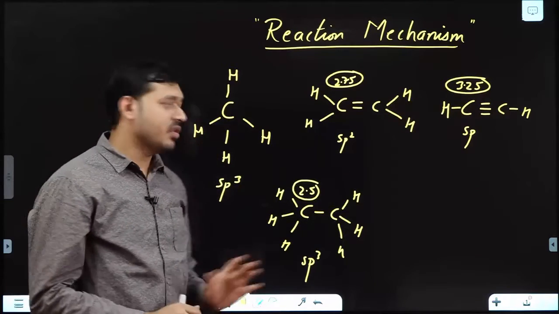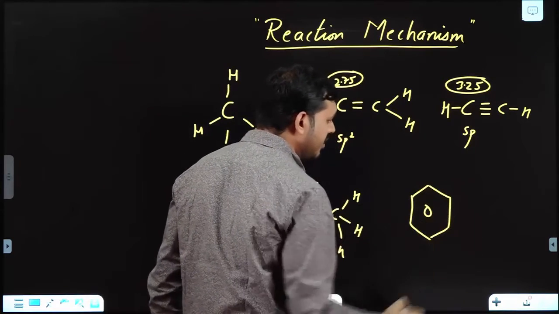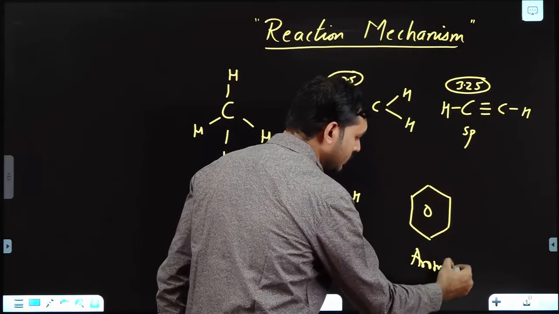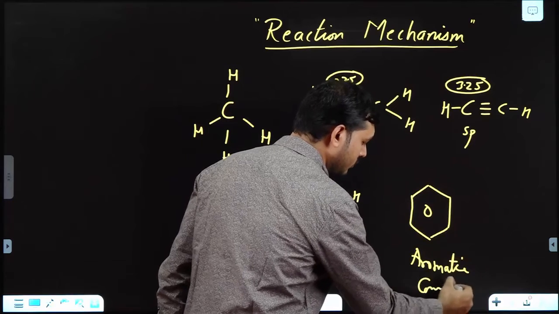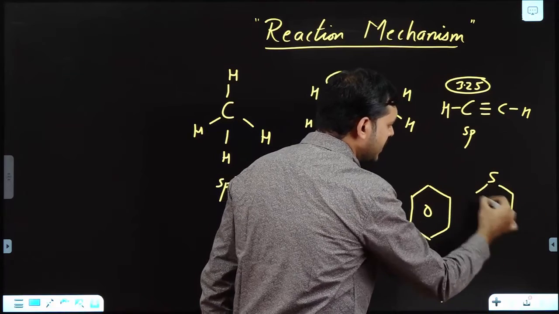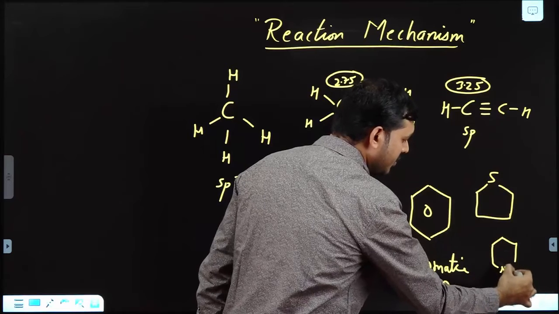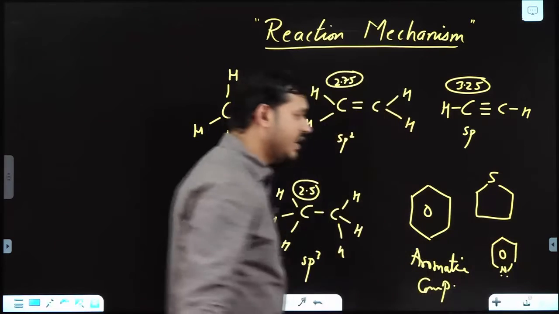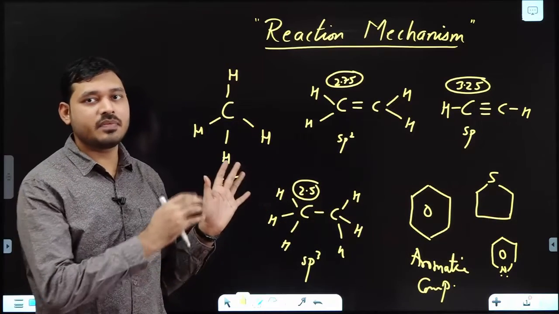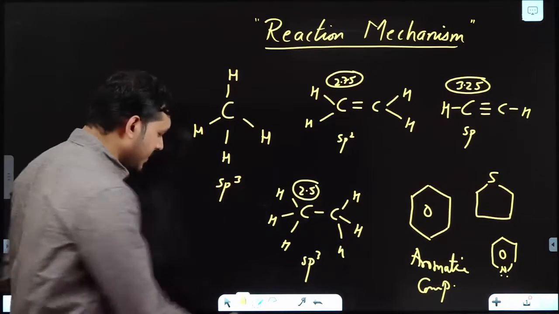Now let me tell you, carbon can form cyclic structures like benzene. This is your aromatic compound. It can form bonds with sulfur, like you can see in this compound. It can form compounds with nitrogen atoms like this one, pyridine. So due to all these cases, the study of organic compounds becomes a typical task.